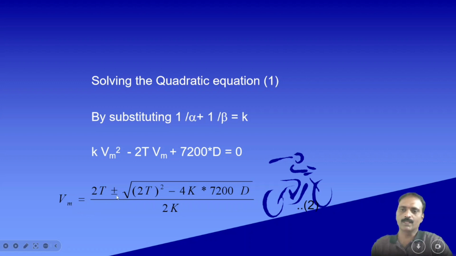Plus or minus, if you take plus we get one value, and if you take minus you will get another value. Depending upon the problem that is given to us, we have to go for a suitable value of the maximum speed. Generally we consider minus here.